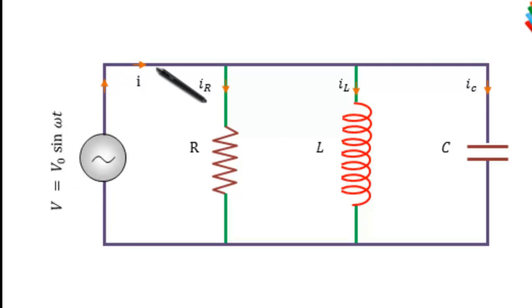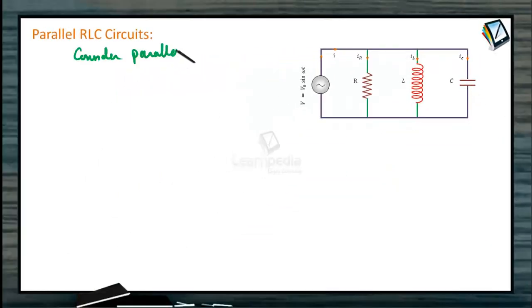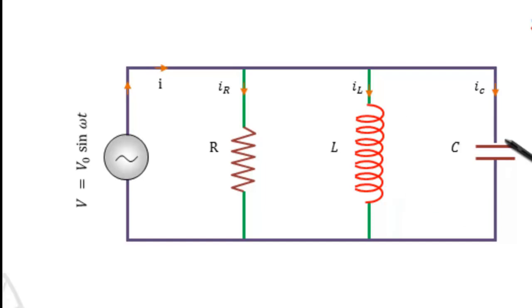Current I starts from here. Across the resistance, the current will be IR, across the inductor IL, across the capacitor IC. Consider the parallel LCR circuit. The potential across the resistor, inductor and capacitor is the same. So in the phasor diagram, keeping the potential the same, let us see whether the current is in phase, lagging behind, or ahead.